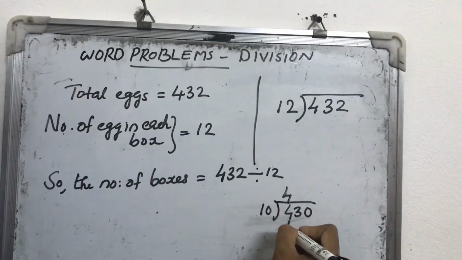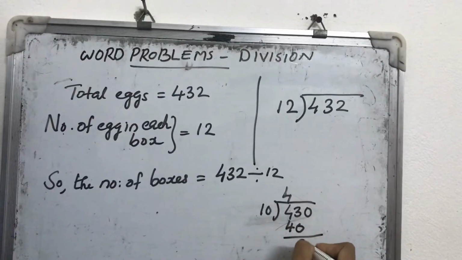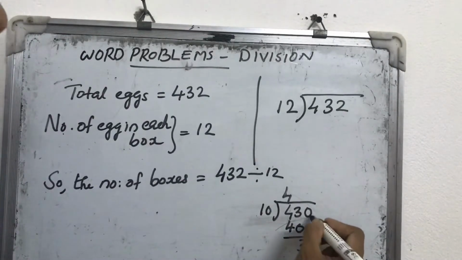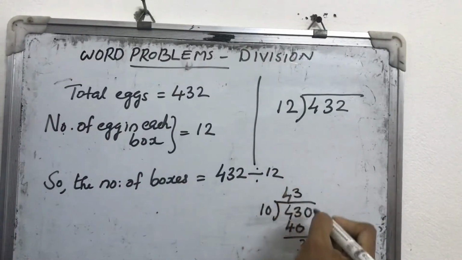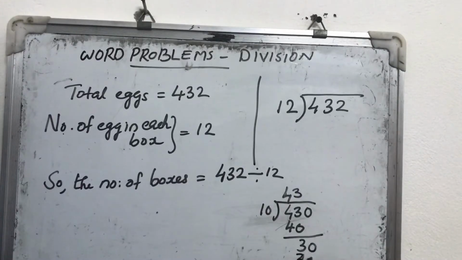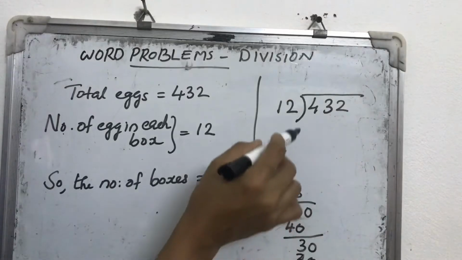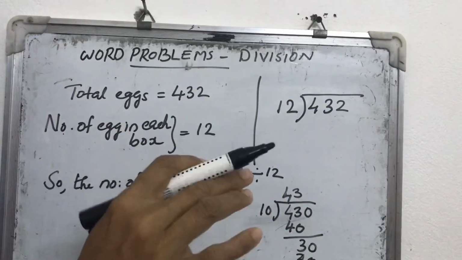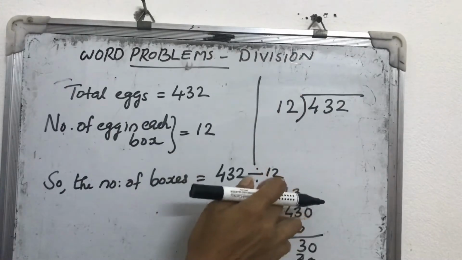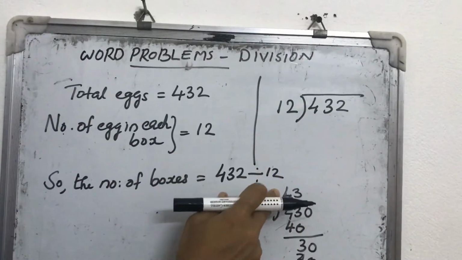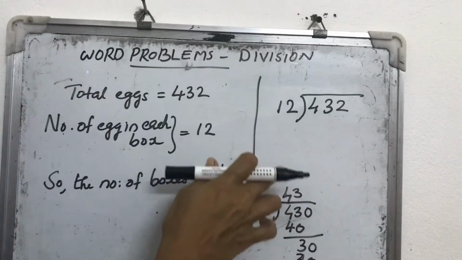4 into 10, 40. Then subtracting, 3 minus 0 is 3. Then bring down 0. In 30, how many 10s are there? 30 divided by 10, that we know is 3. 3 into 10, 30. Then subtracting we will get 0. So here we get the approximate answer. Mostly we will get the same digit in the quotient.